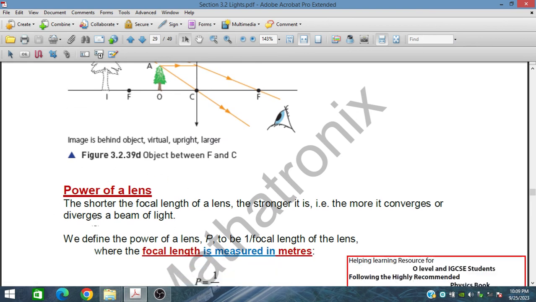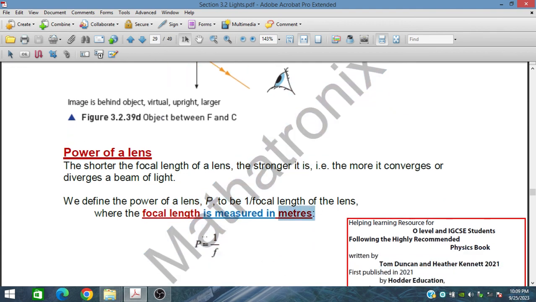Now the power of a lens. We will discuss the power of a lens. The shorter the focal length of the lens, the stronger it is. If the focal length is shorter, the lens is stronger; that is, the more it converges or diverges a beam of light. We define the power of a lens as 1 over the focal length of the lens, where the focal length is measured in meters. So this is very important. So the power of the lens is 1 over focal length, and the focal length should be in meters. Then we can obtain the power of the lens, and its unit is the diopter.